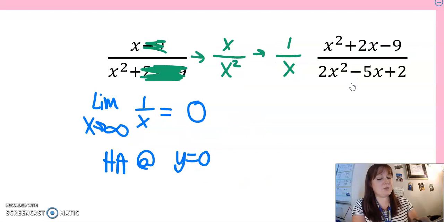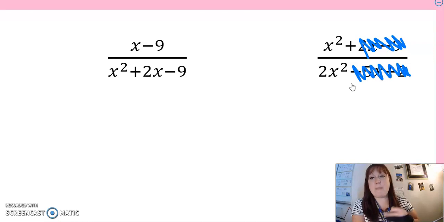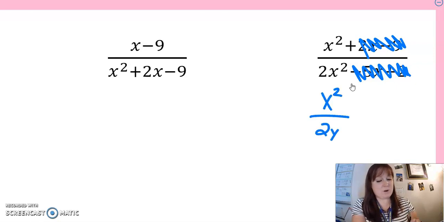Okay, our final option is something like this. Let's see what's going on here. Again, we don't care about all of this and we don't care about all of that because they don't matter in the scheme of things. Only our largest term matters. So this is very similar to x squared over 2x squared.